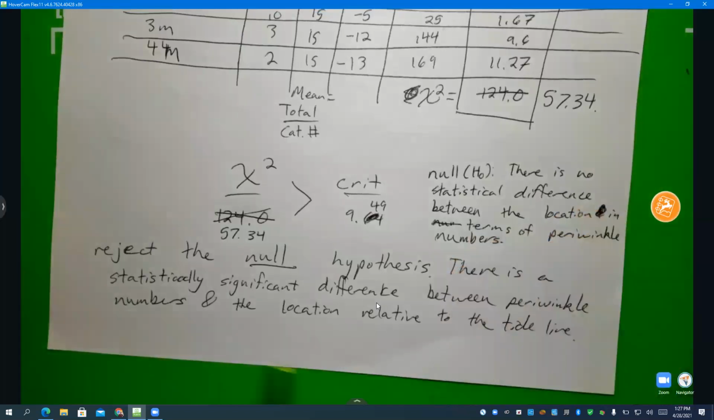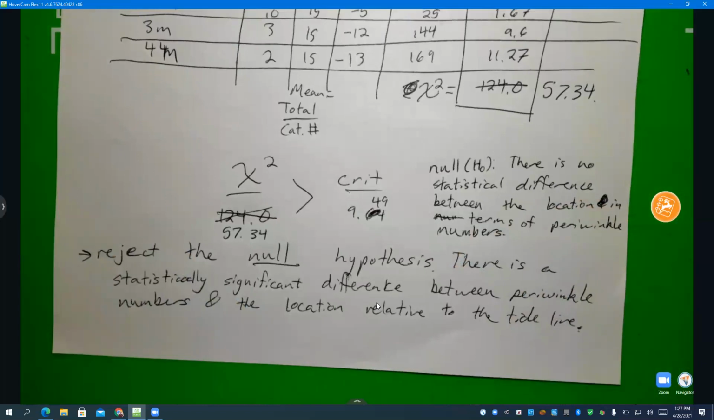Or you could say, following this conclusion, reject the null hypothesis. There is a statistically significant difference between periwinkle numbers and location relative to the tide line. Okay, does that make sense? Okay, just probably needs a little bit of brushing up on.